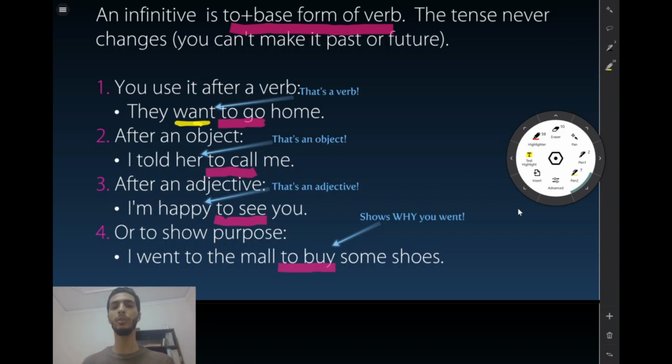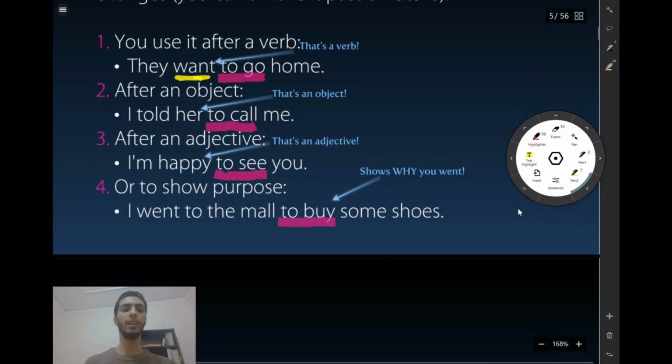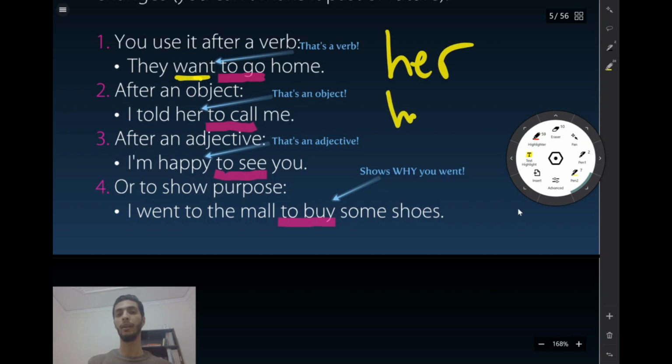الحالة الثانية التي يمكن استعمال فيها مصدر الفعل هي after an object in the sentence. What do we mean by object? مفعول به. So her, him, alright, them. هنا نتكلم عن object pronouns.